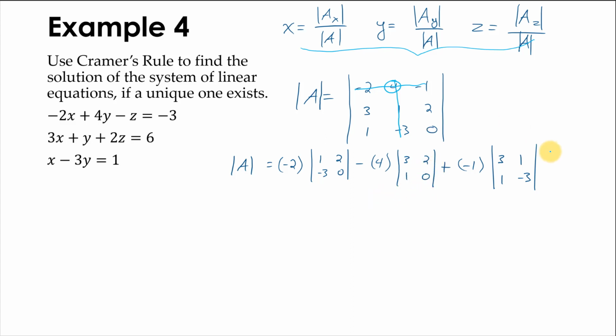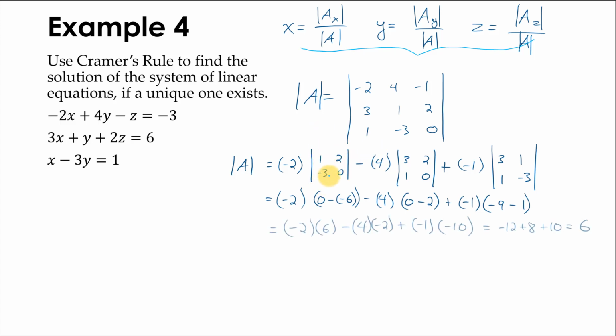Then I move on over again to -1, cross out the row, cross out the column. What's left is this 2 by 2, and we find the determinant of that times our -1. So that's the process there. We should have seen that in a previous lesson. When we start taking our determinants, we get 2 times 6, -2 times 6, minus 4 times -2, plus -1 times -12, which gives us a determinant of 6. So our determinant of A is equal to 6.